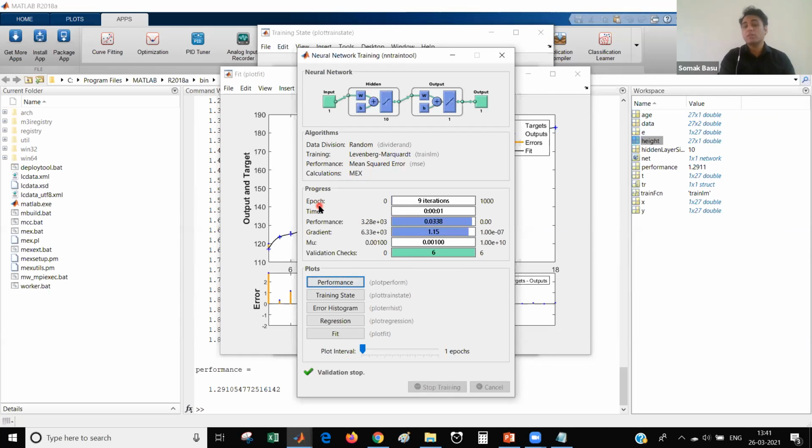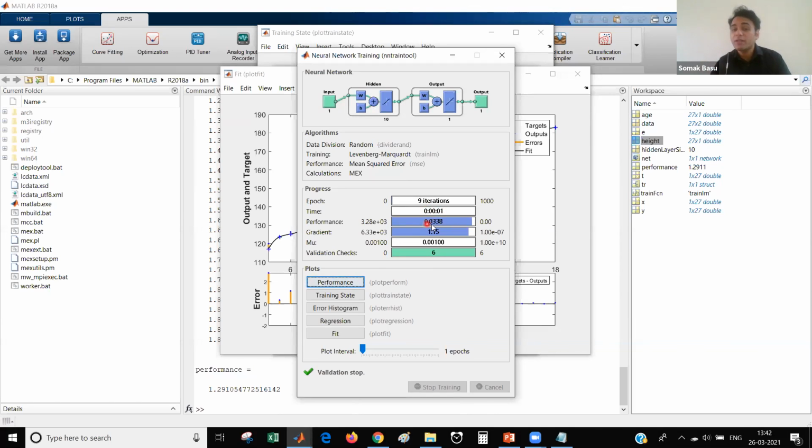How many iterations did the neural network take to train itself? 9 iterations. So in the first iteration, the neural network was not able to find the patterns between the heights and the age. Okay, so it took 9 iterations for the neural network to train itself, for the errors to stabilize. The time taken was just 0 hours, 0 minutes, and 1 second only. So the training happened in 1 second.